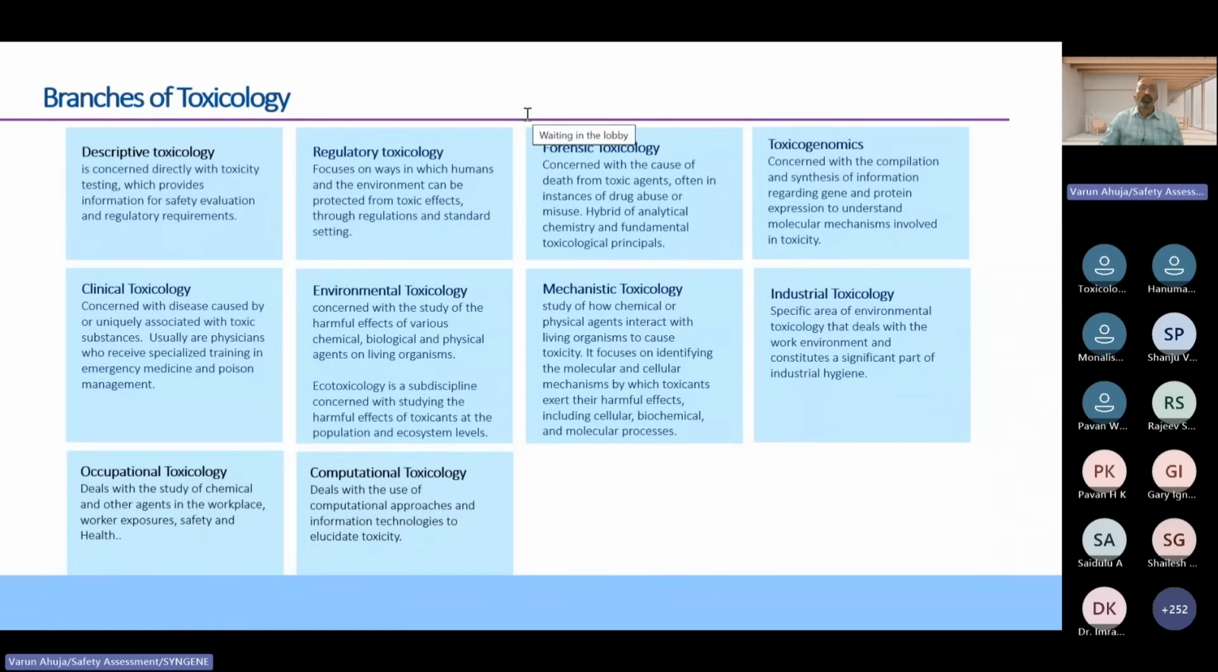So then coming to the branches of toxicology. First is descriptive toxicology. Descriptive toxicology is what a toxicologist in the role of a study director or study personnel is doing in the lab. It is concerned directly with toxicity testing, which provides information for safety evaluation and regulatory requirements. So it includes all the in vivo or in vitro testing to support the regulatory requirements.